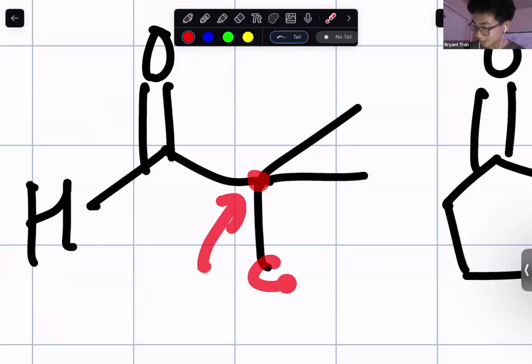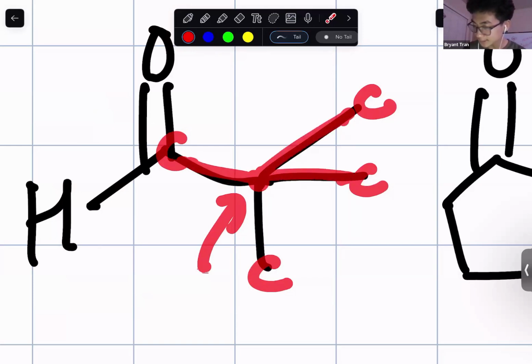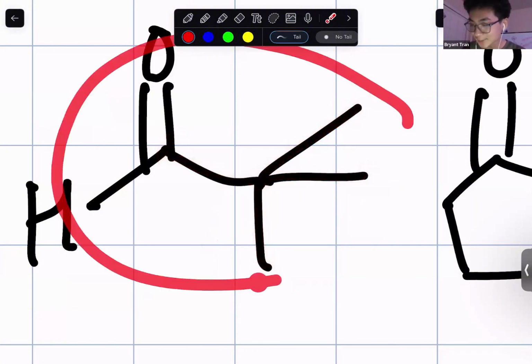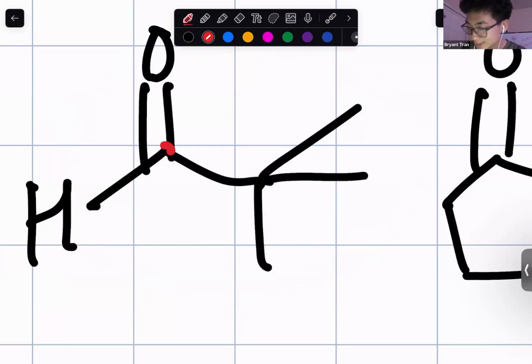It's a carbon, carbon, carbon, carbon, and it's already bonded to four carbons. It's bonded to a carbon, not hydrogen, right? So this right here is not gonna be our nucleophile. This is gonna be our electrophile, that carbon of the aldehyde right there. It's gonna be attacked. But what about this other molecule here?